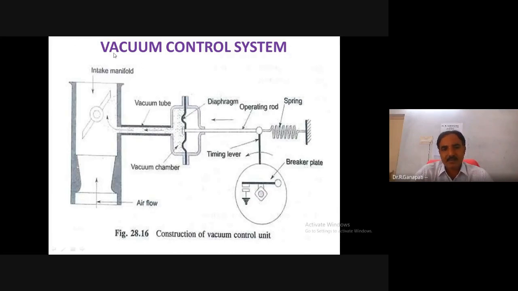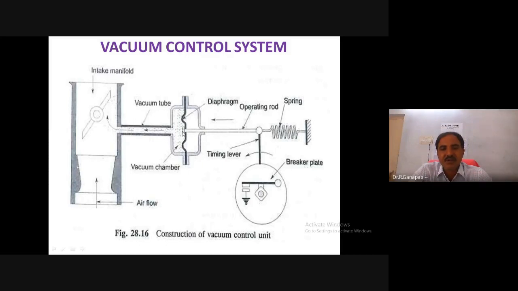So see here in the vacuum control system, there is the intake manifold, like the inlet manifold. The air will be through the venturi, and this is the choke, and this one is the vacuum tube, and there is the main device, that is the vacuum chamber with the diaphragm, that is the black ended one. The diaphragm is the flexible one, and there is the operating rod.